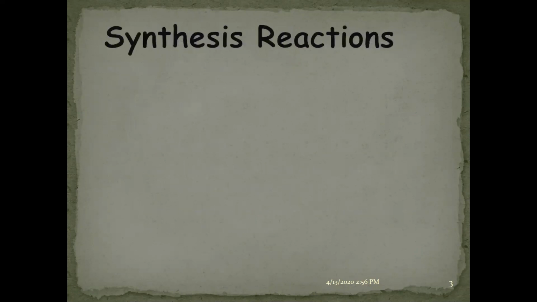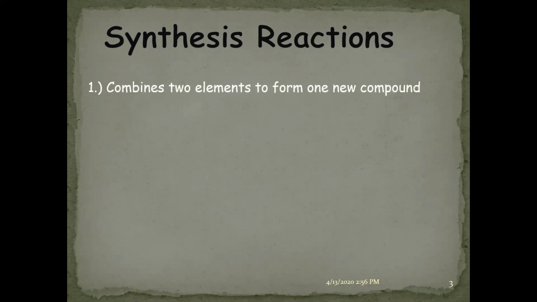Let's go ahead and take a look at our first one. This is called synthesis. When you synthesize something, you make something. So you're basically combining 2 or more elements to form one new compound. If I was to look at just simple letters and not elements, I would have element A plus element B is going to form compound AB.